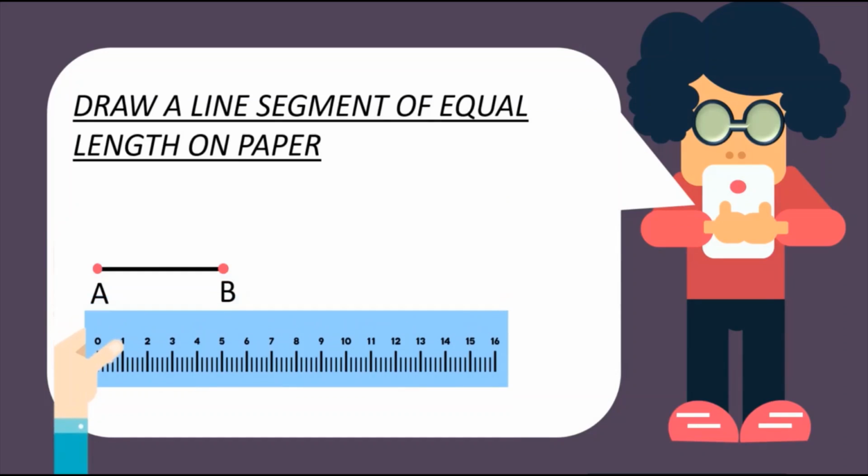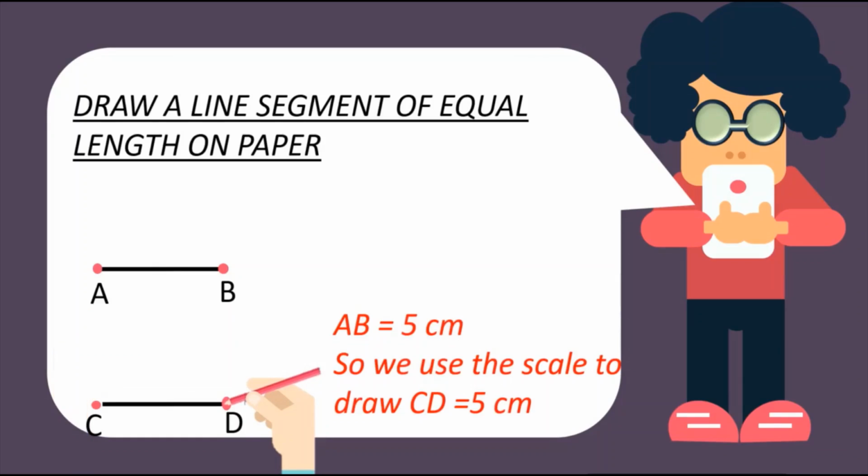Now, place the scale below and mark a point at the 0 mark of the scale and another point at 5 centimeters of the scale. Name the points C and D. Join the points CD. So now we get a line segment CD measuring 5 centimeters. So both the line segments are equal in length.